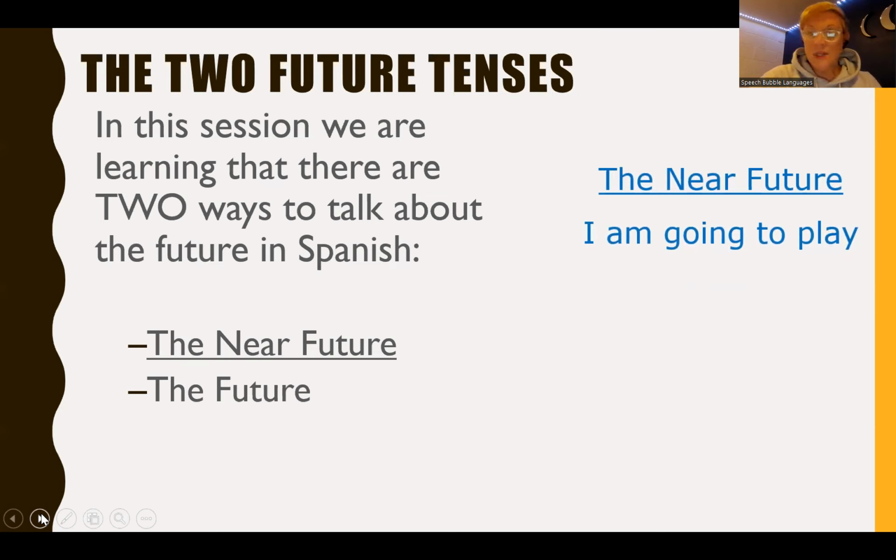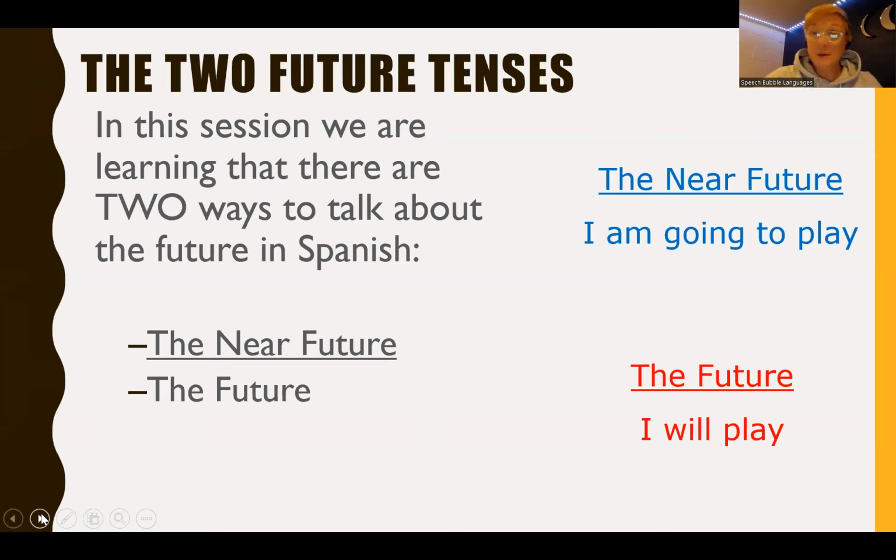The near future in Spanish is the equivalent to I am going to play, I am going to do, he is going to go out, we are going to learn Spanish, they are going to live in Spain. The near future is the going to tense in English, or as we say up here in Scotland, in Glasgow, goni. The other way of talking about the future is to use the future tense or that simple future tense.